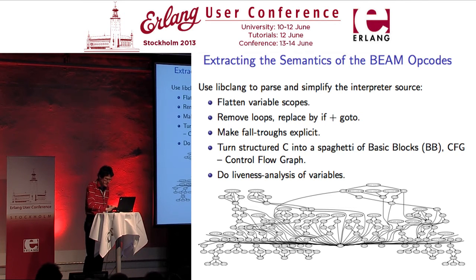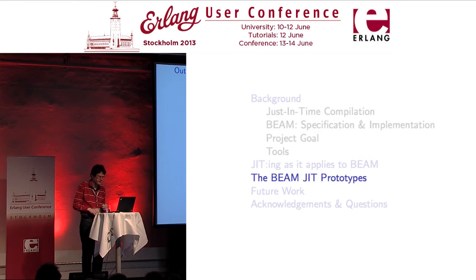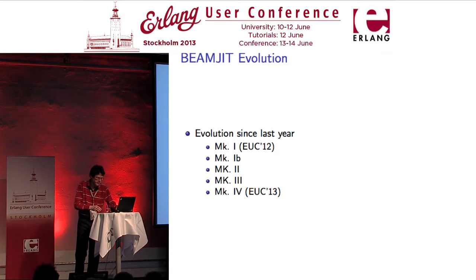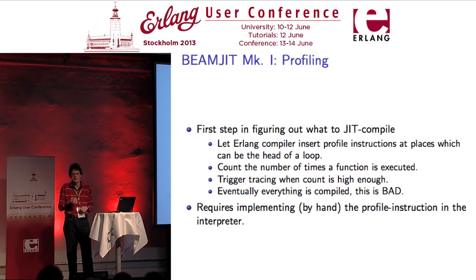With that, it's time to look at how the prototype has evolved during the last year. We have passed through at least 4 distinct versions of the JIT system. Mark 1 was the one I talked about here last year. And now I'm up to Mark 4, which is the one I'm using right now. Mark 1 had everything needed to implement a rudimentary JIT.